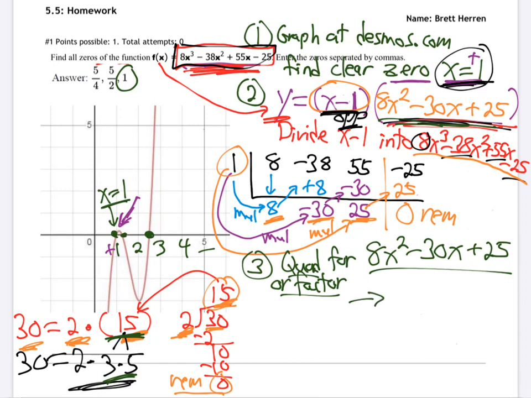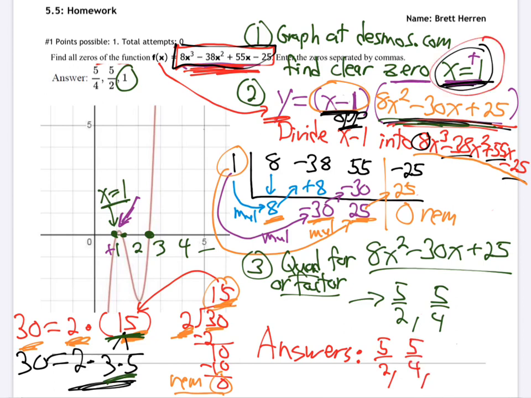So we get 5/2 and 5/4. So now we have all the answers, all the zeros: 5/2, 5/4, and the one from the beginning, the very first one we got right off the graph, 1. And those are the three answers they want from us in the homework.